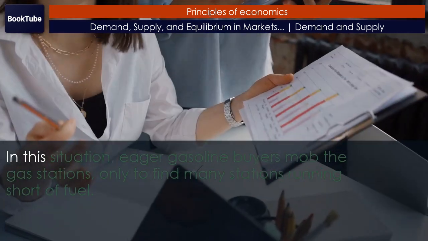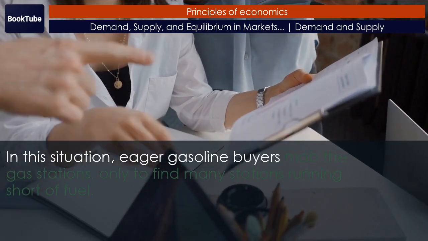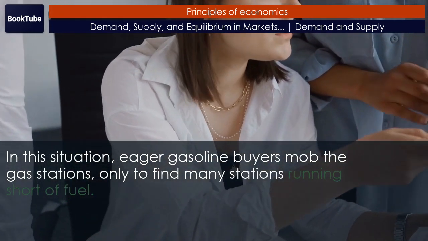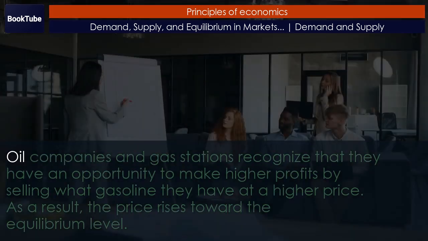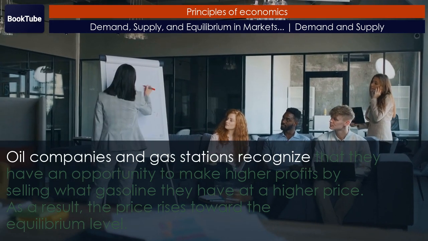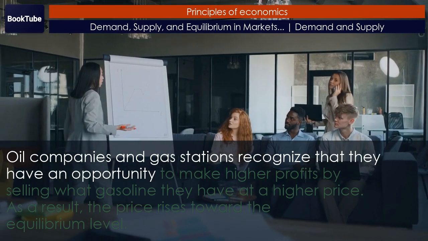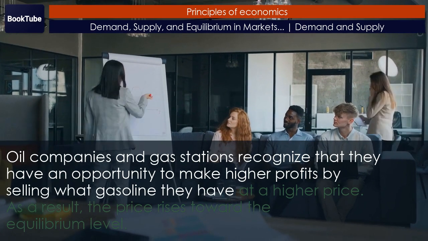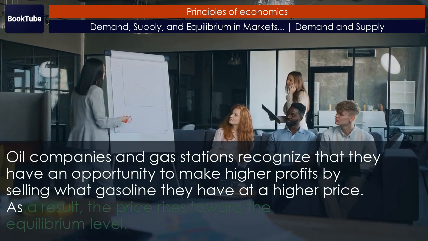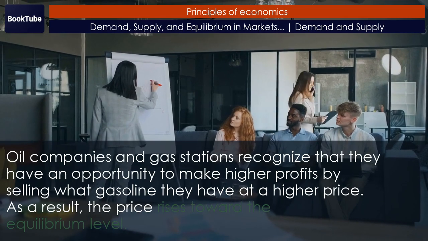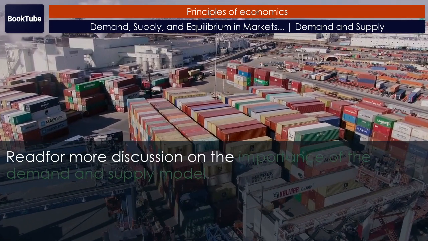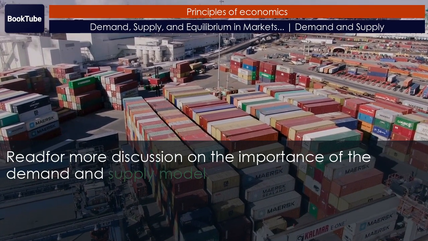In this situation, eager gasoline buyers mob the gas stations, only to find many stations running short of fuel. Oil companies and gas stations recognize that they have an opportunity to make higher profits by selling what gasoline they have at a higher price. As a result, the price rises toward the equilibrium level. Read for more discussion on the importance of the demand and supply model.